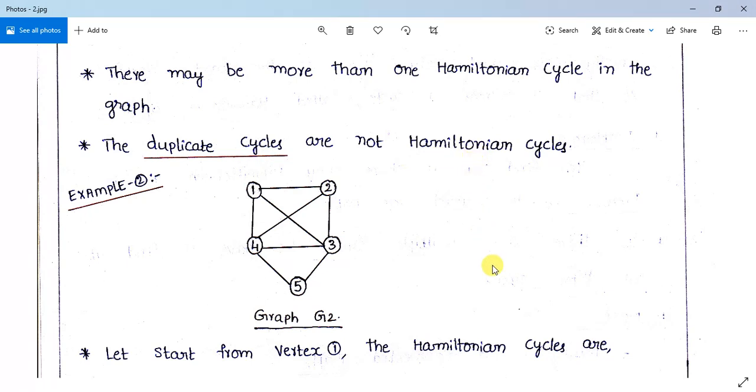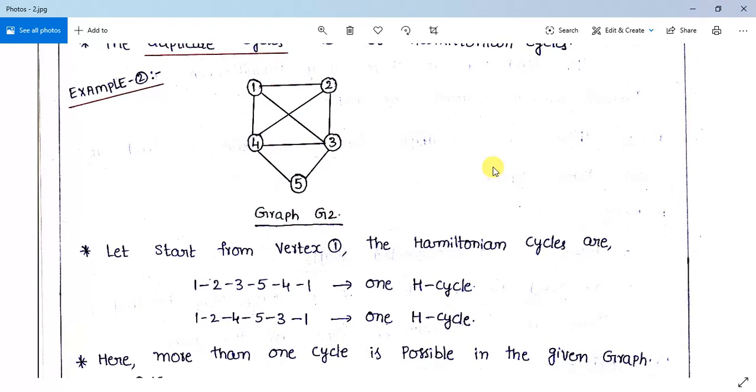Okay, next quickly consider another example. So this is a graph given. First check: is it a connected graph or not? As it is connected, let us find whether any Hamiltonian cycles are possible in this graph. So 1 to 2, 2 to 3, 3 to 5, 5 to 4, 4 to 1. Yes, this is one Hamiltonian cycle. So you are going to visit all the vertices like this. Right. Is there any other cycle possible?